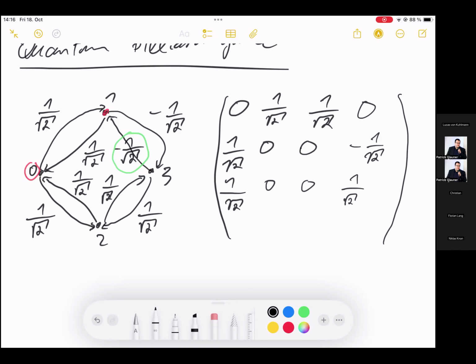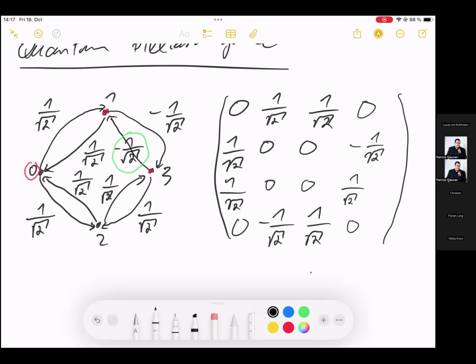And for the last row, it's for element 3. There's nothing incoming from 0 and no loop, so 0, 0. But then from 1, it has this negative 1 divided by the square root of 2, and from 2 it has 1 divided by the square root of 2.